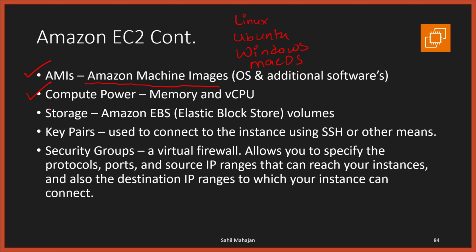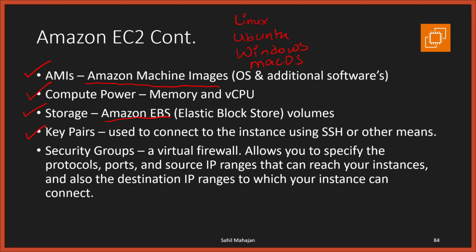Second coming is your compute power. We spoke that, again, it's a computer, so you do need compute power. An EC2 consists of memory and vCPUs, which are virtual CPUs. This is what gives compute power to your EC2 instance. You also have storage. We spoke about how you can attach hard drives, that is HDDs or SSDs, to your EC2 instance through Amazon EBS. That's the service that is used.